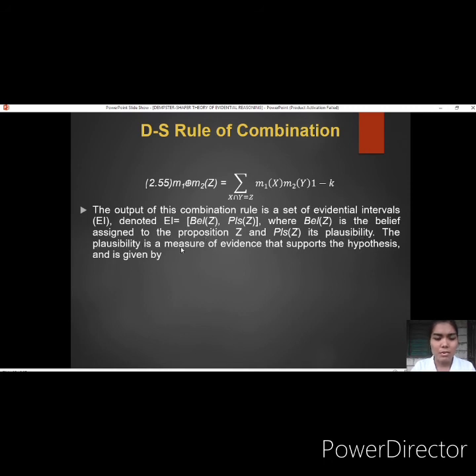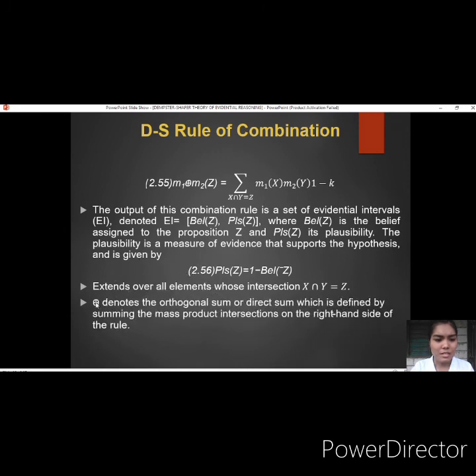The plausibility is a measure of evidence that supports the hypothesis and is given by this formula. The next rule extends over all elements whose intersection of x and y equals z. This symbol denotes the orthogonal sum or direct sum, which is defined by summing the mass products of the intersections on the right-hand side of the rule. The new mass is a consensus because it tends to favor agreement rather than disagreement.